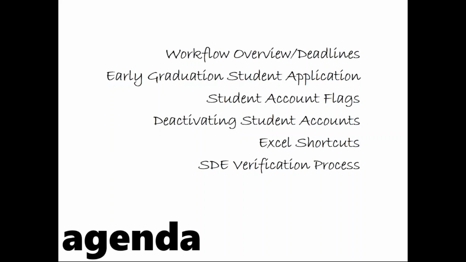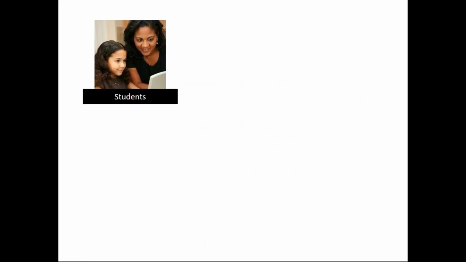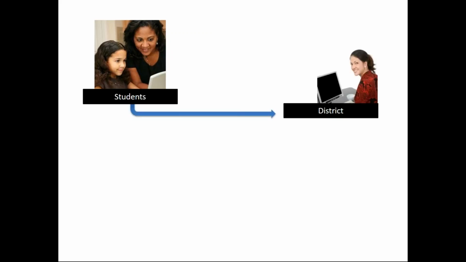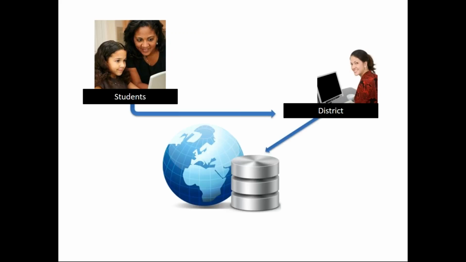So let's go ahead and jump into the overview and workflow of the data. As many of you know, the process to get into the Advanced Opportunities Portal is instigated by the student. The student has the capability to have their account. However, that account is not active until someone at the district level approves it. So it goes to the school district. This is all managed at the State Department of Education.